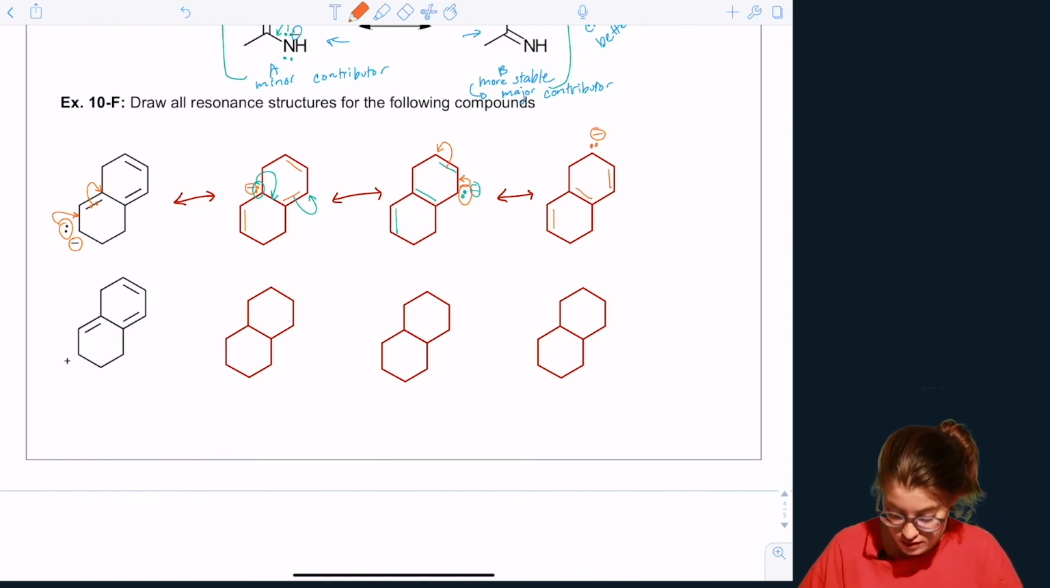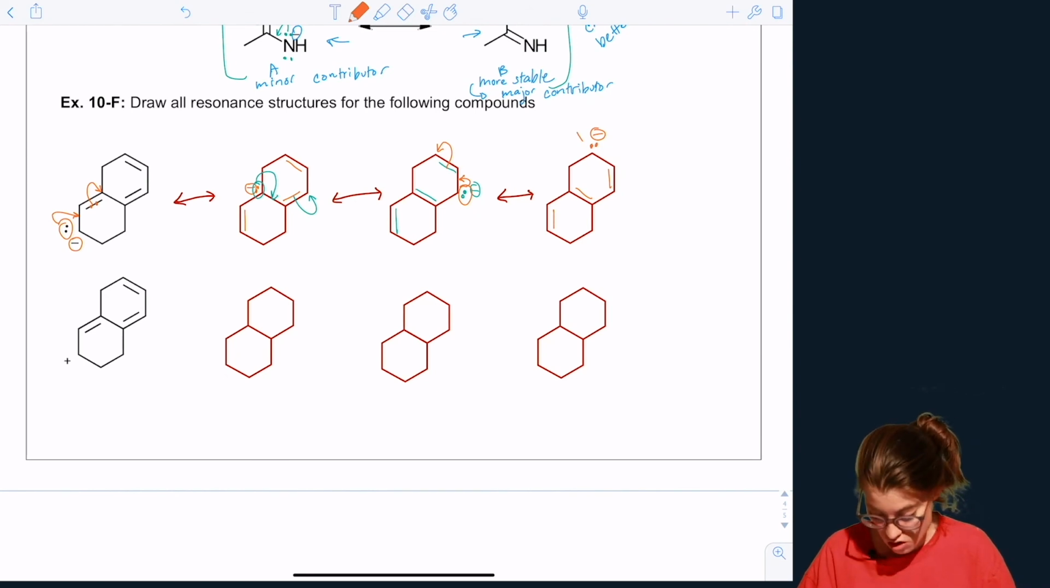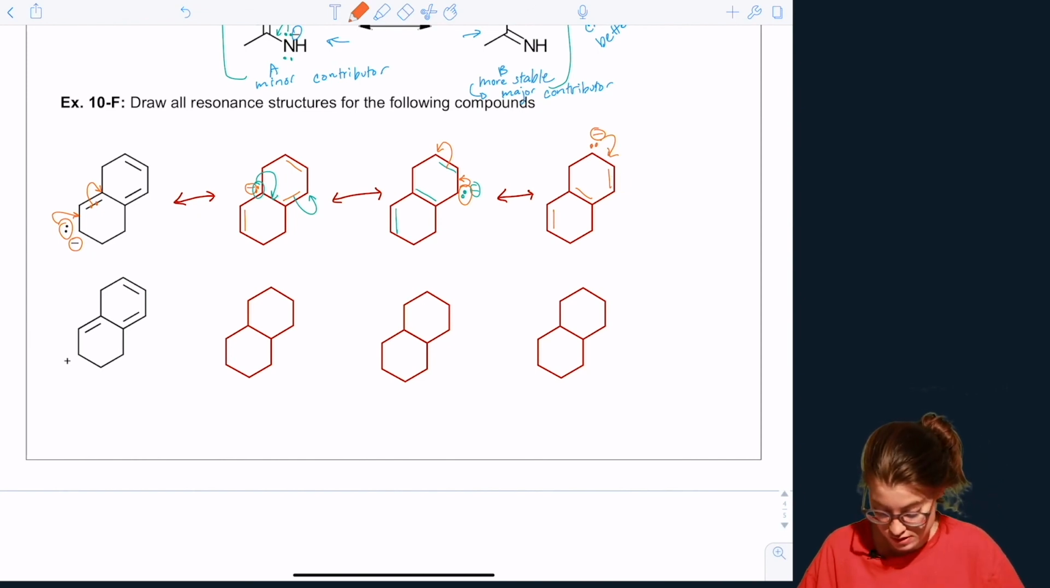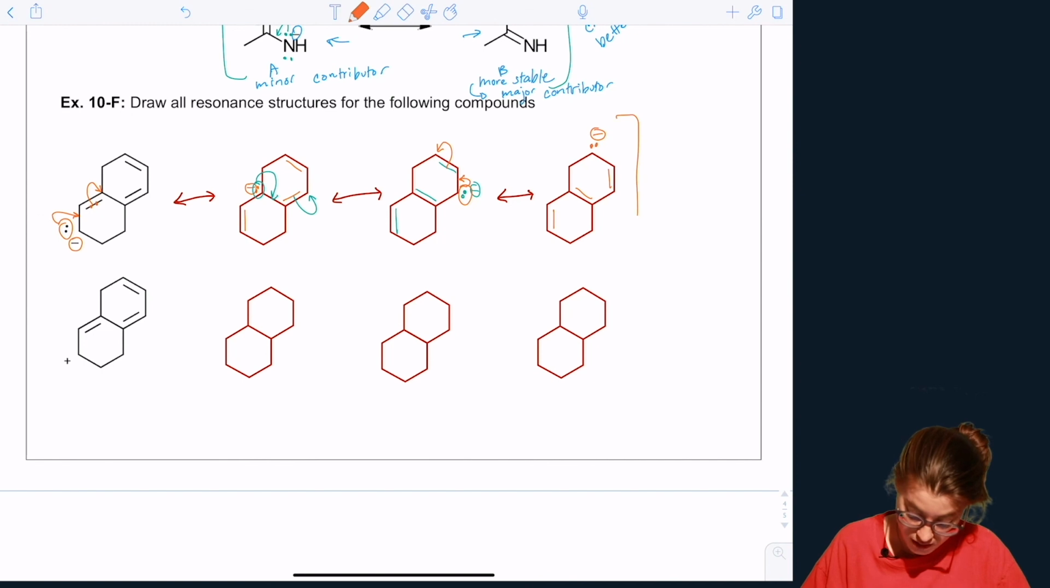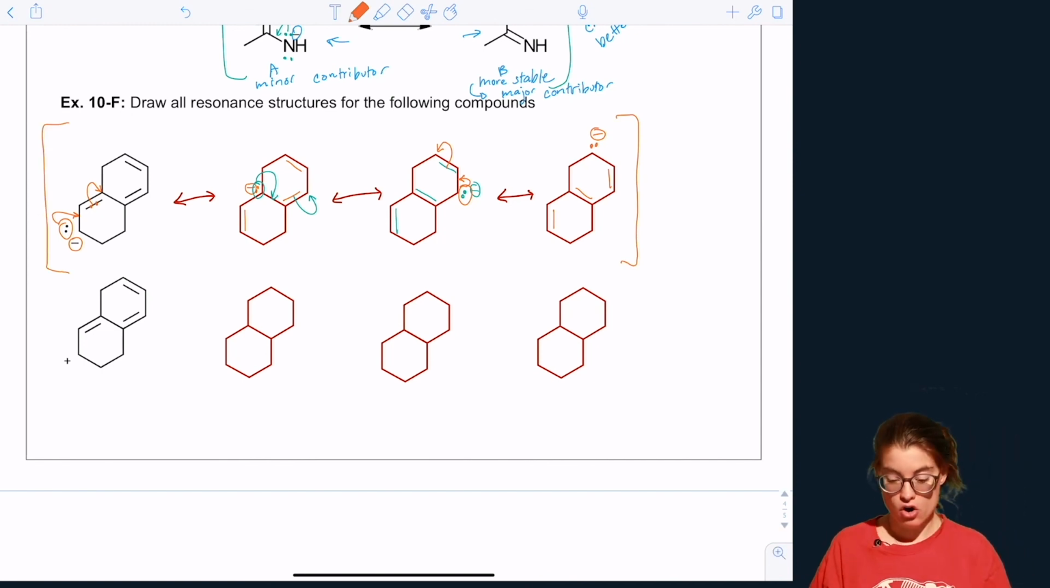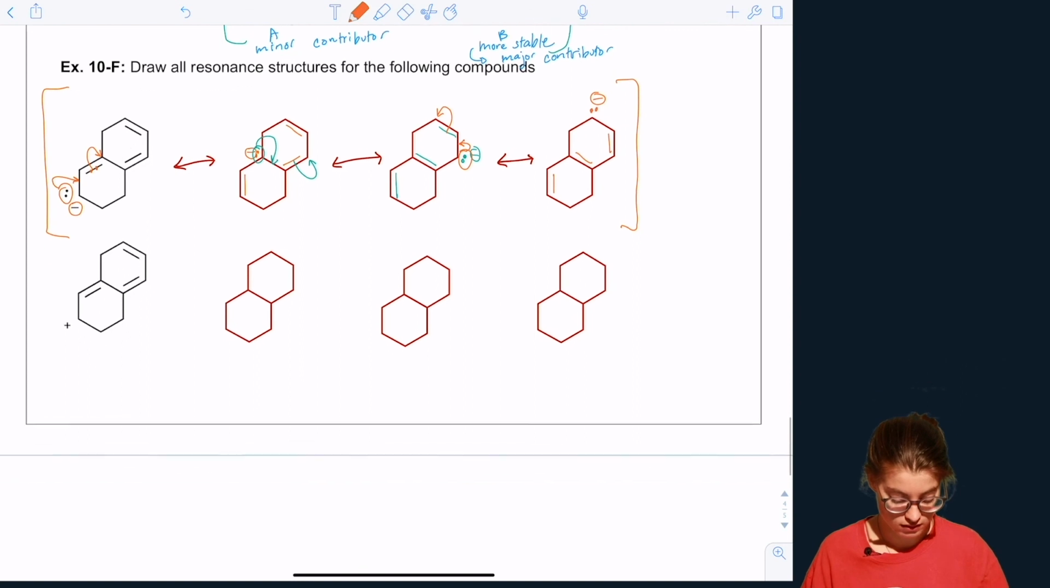Now, can I move this lone pair anymore? No, there's no other place I could move it. I could go back, but I've already drawn those resonance structures, so there's no need for me to draw them again when they're already drawn, okay? I've already accounted for those resonance structures. So here are the 4 resonance structures for the molecule given.